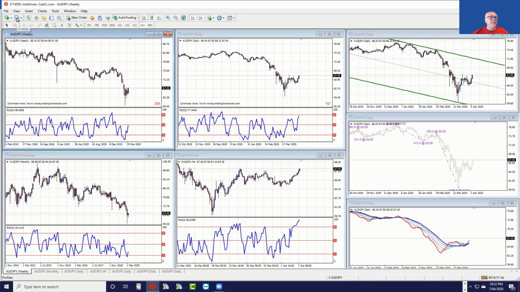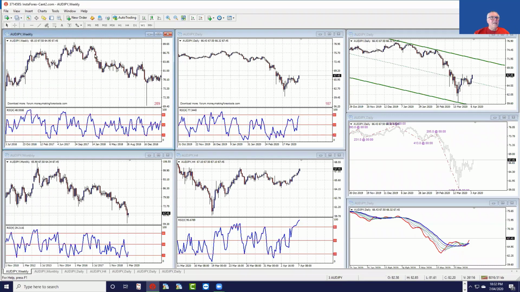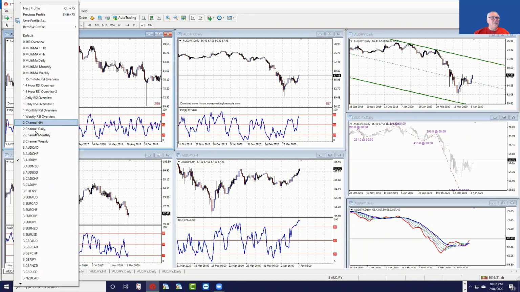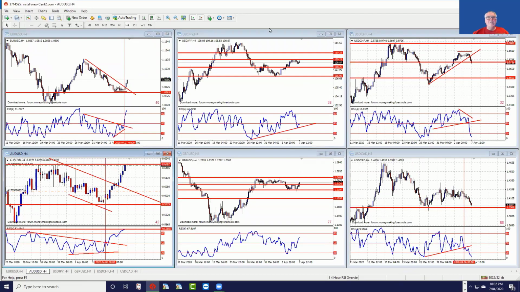Just out of interest, I wonder what the CAD is, because that's the same time zone. It's the US dollar and the Canadian dollar, so they're the same time zone. I'll just use the 4-hour, and the CAD must be here. Okay, so the CAD is 66, and that's quite low. Mind you, that's the 4-hour. Let's go and look at the daily.